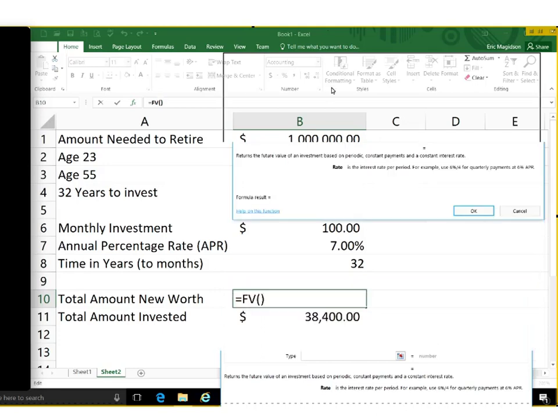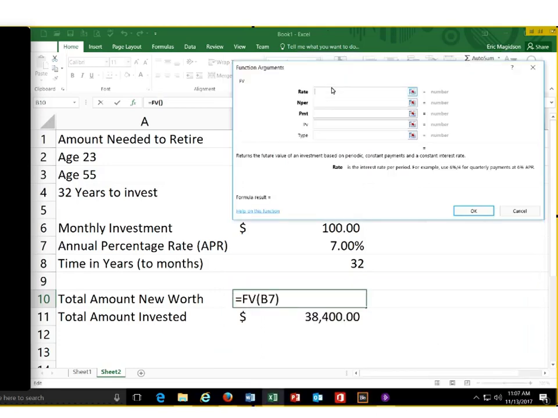B7. So remember, I do this dynamically. I'm going to reference B7. Now that's my what rate? Annual. So I need to divide that by what to get my monthly interest rate? 12. Y'all are getting this. So my monthly interest rate is actually 0.5%, give or take.